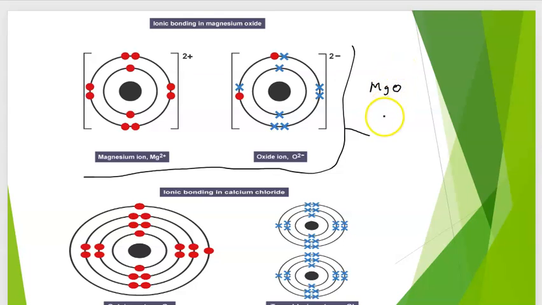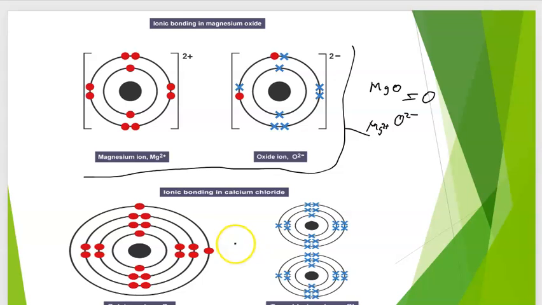Okay, because oxygen has a charge of -2 and magnesium has a charge of 2+, you see that this compound will have an overall charge of 0. Okay, so that's how they work out to form the dot and cross diagram.